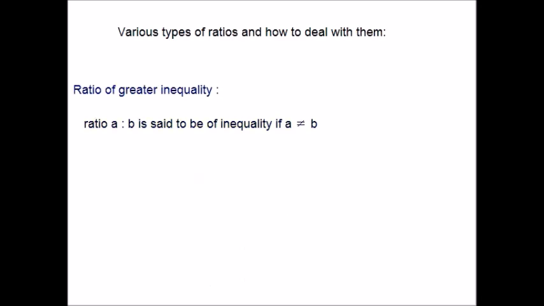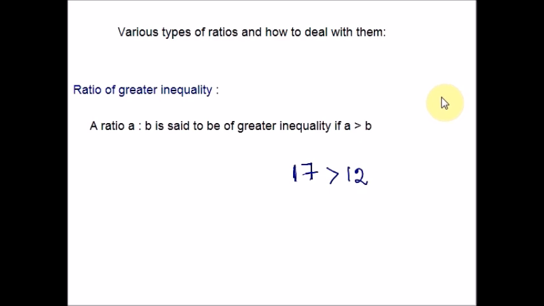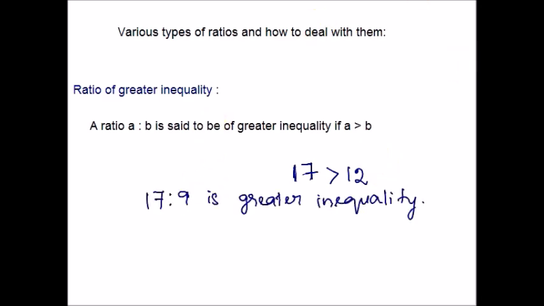You can take any example, any different numbers. A ratio A is to B is said to be of greater inequality if the first number A is greater than B. For example, 17:9, because 17 is greater than 9. You can say that the ratio 17:9 is a ratio of greater inequality. You can assume any number, but the condition is A has to be greater than B. Hope you're clear with ratio of greater inequality.